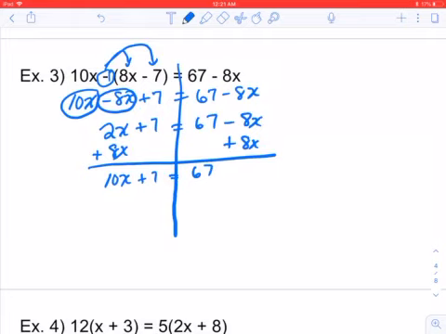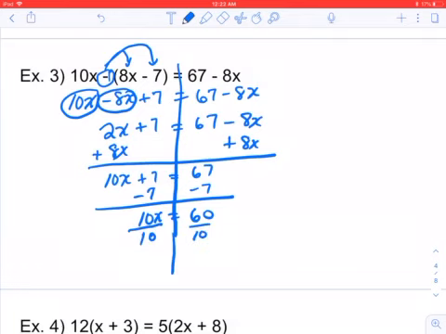Now I want to get rid of the ones that are on the same side as the x. So positive 7 and a negative 7 makes a 0 pair. Use negative 7 on both sides. I get 10x on the left. I get 60 on the right. Last step, divide by that coefficient of x, which is 10. You get x is equal to 6.